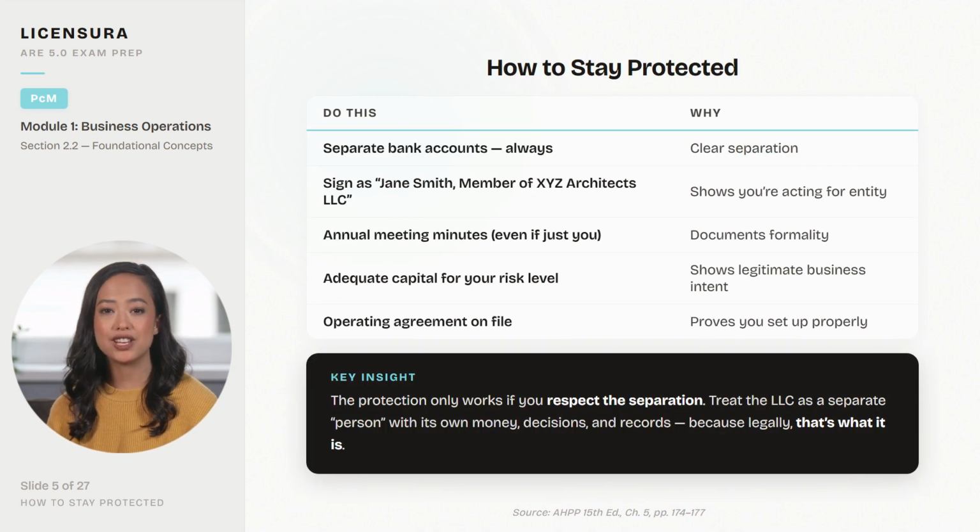So how do you stay protected? Keep separate bank accounts. Always. No exceptions. When you sign anything, sign as Jane Smith, member of XYZ Architects LLC. That shows you're acting for the entity, not personally. Hold annual meeting minutes, even if it's just you in a room documenting decisions. Keep adequate capital in the business for your risk level. And keep your operating agreement on file and up to date.